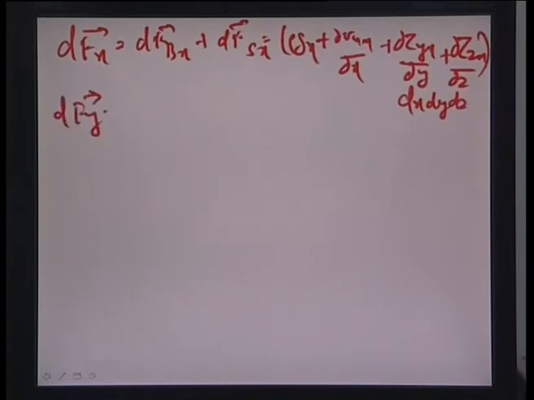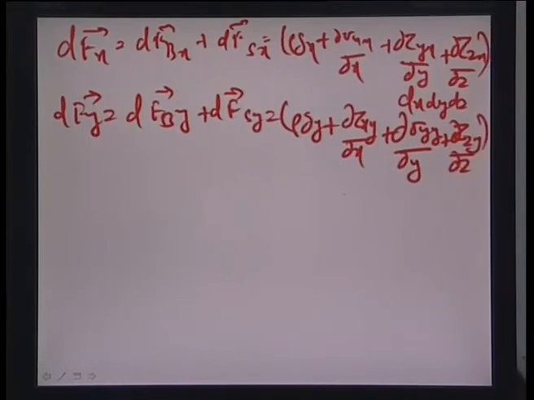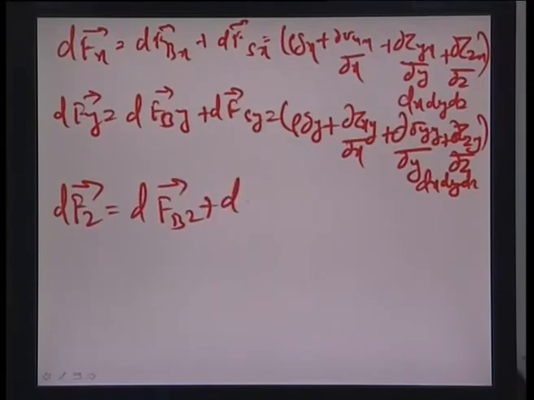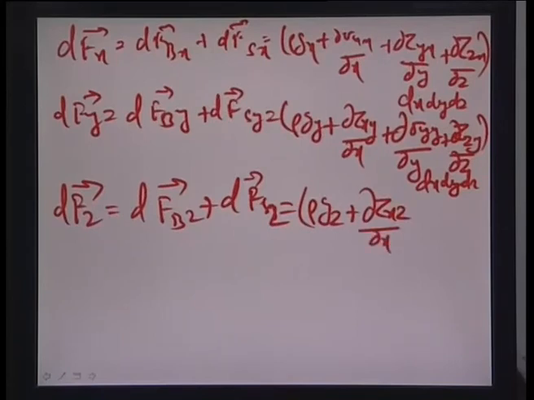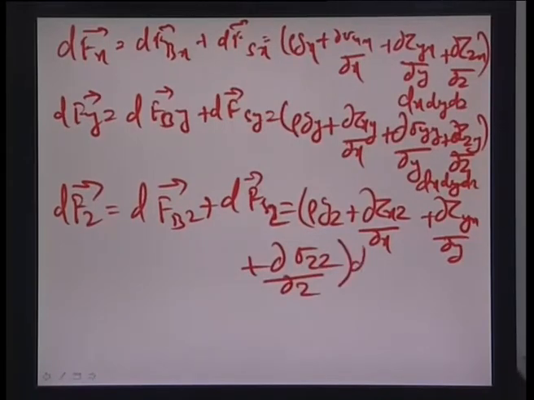Similarly, dFy is again having a body force in the y direction plus a stress force in the y direction, which can be rho gy plus del tau xy with respect to x plus del sigma yy with respect to y plus del tau zy with respect to z times dx dy dz, and dFz is equal to the body force in the z direction plus the stress force in the z direction, which can be rho gz plus del tau xz by del x plus del tau yz by del y plus del sigma zz, because there is not a shear force, there is a principal stress, sigma zz by del z times dx dy dz.